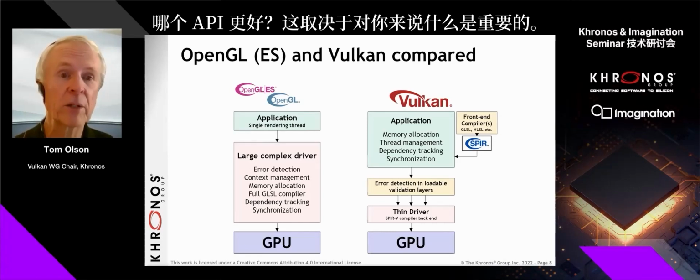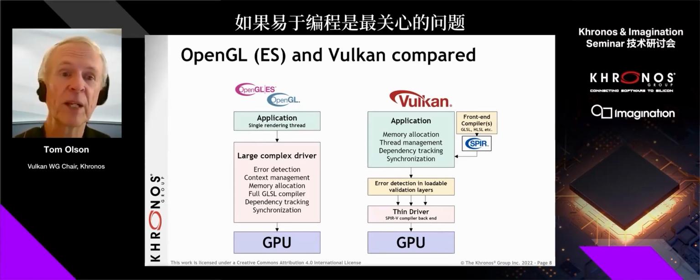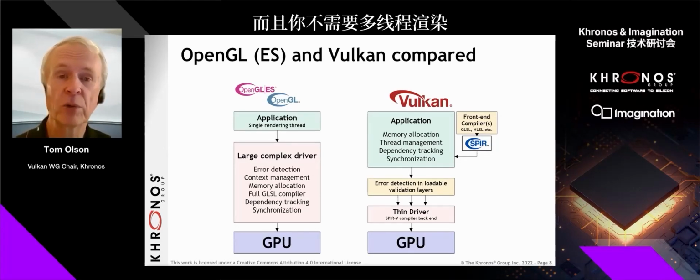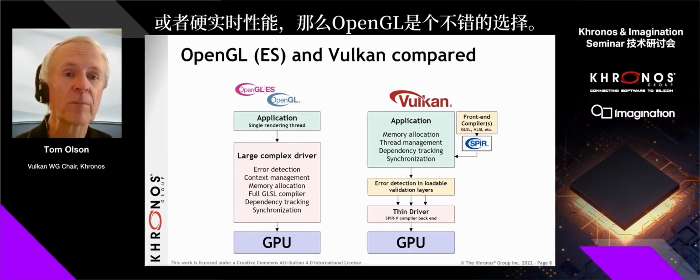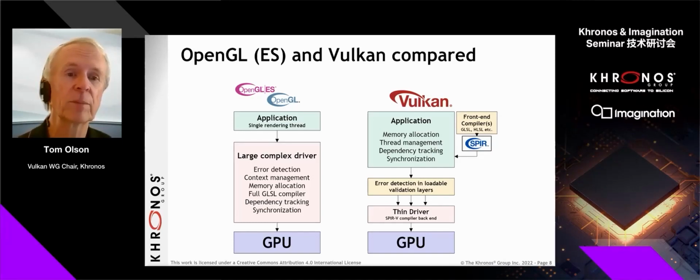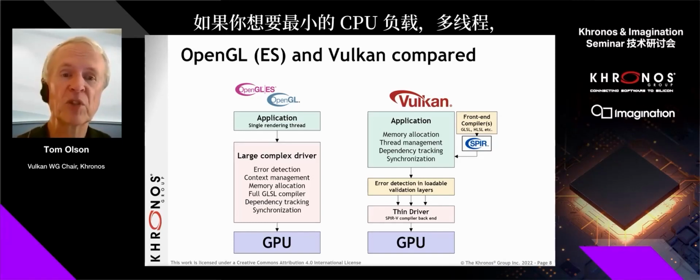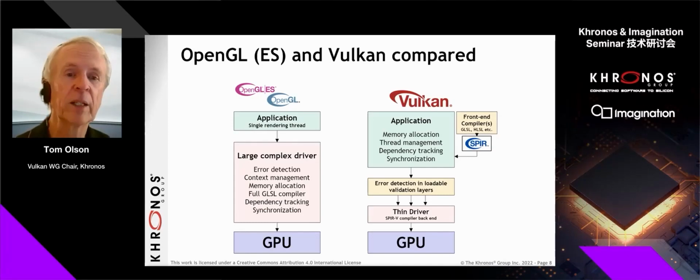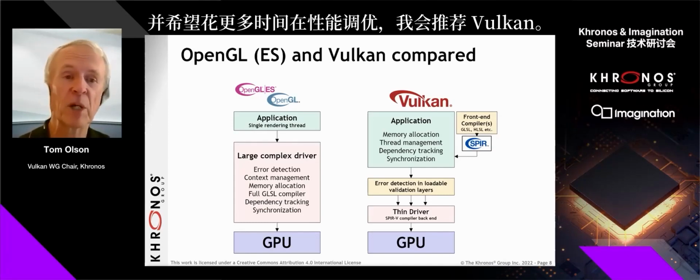Which API is better? It depends what's important to you. If ease of programming is a top concern and you don't need multi-threaded rendering or hard real-time performance, OpenGL is a good choice. If you want minimum CPU load or multi-threading, and you expect to spend a lot of time on performance tuning, I would recommend Vulkan.